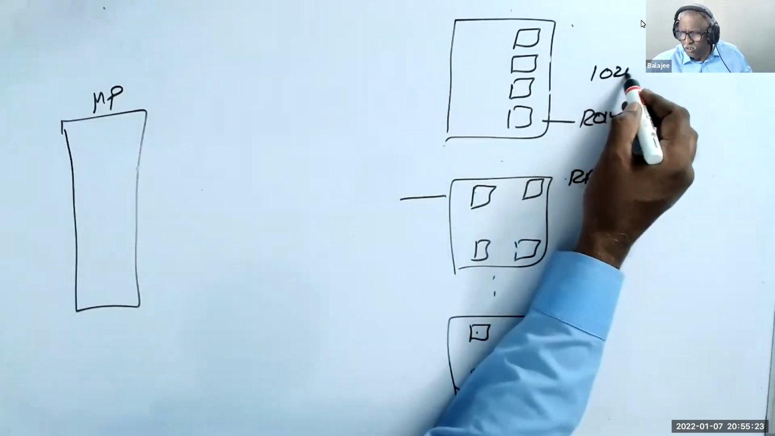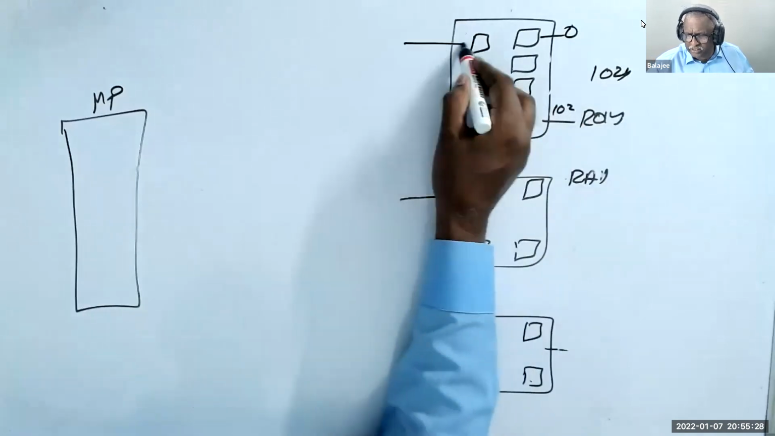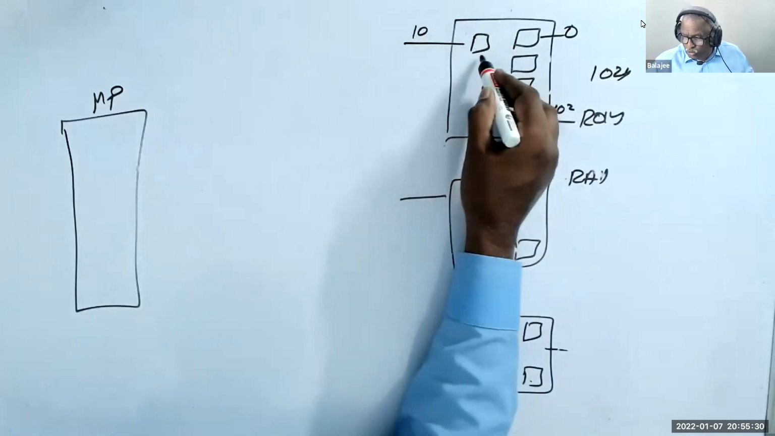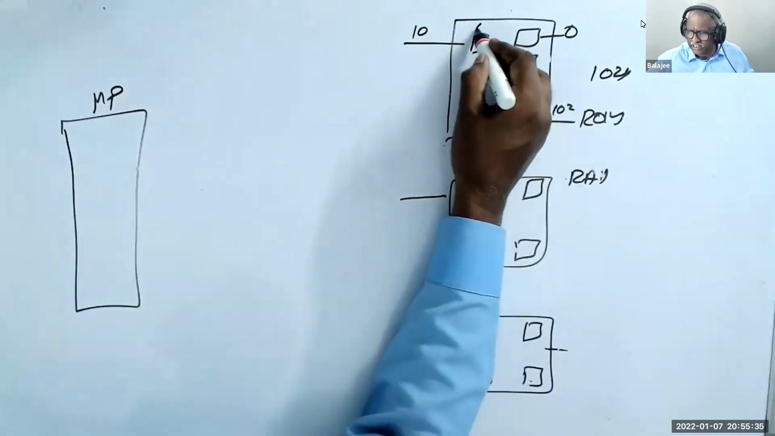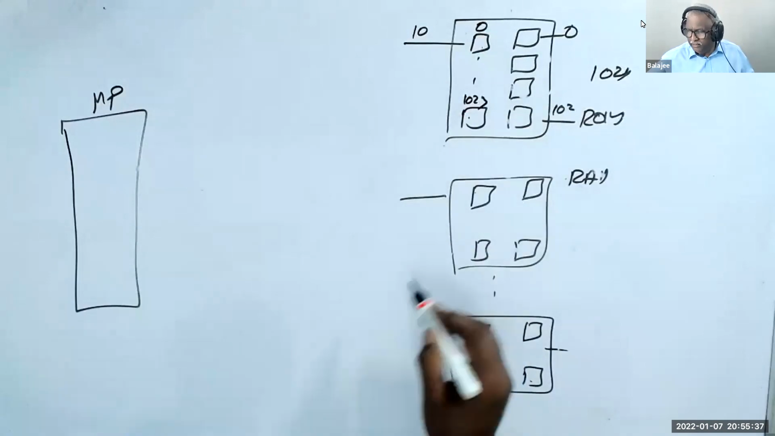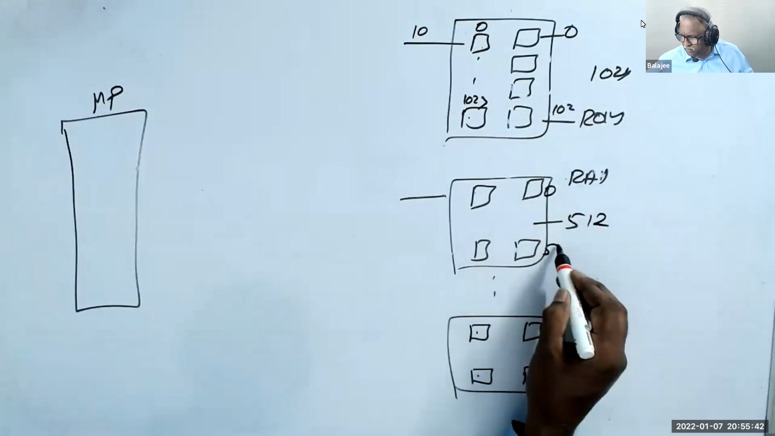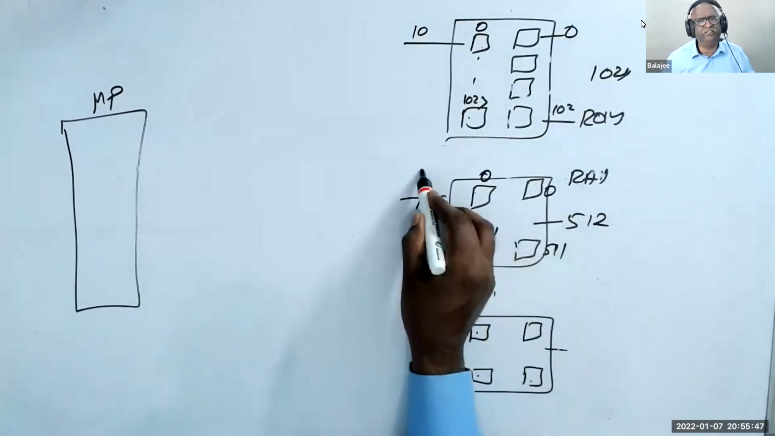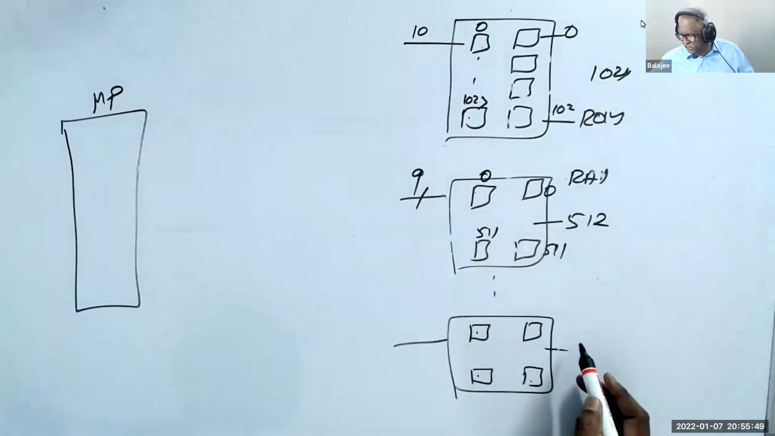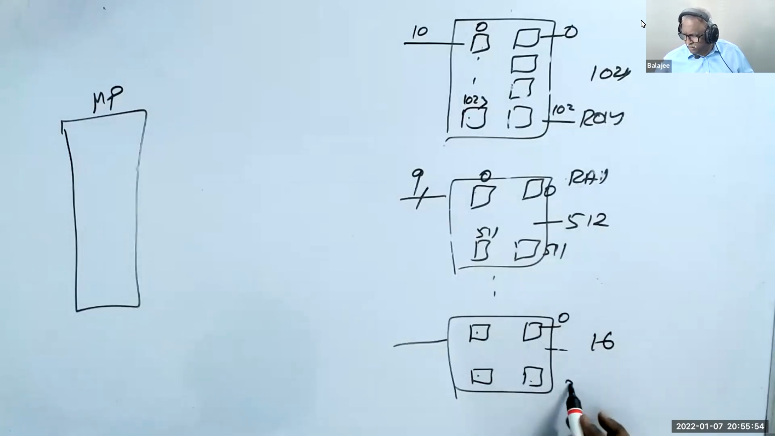If it is 1024, that means 0 to 1023. You will have 10 wires. So this one is named 0, and this one is named 1023. And let's say you have 512. Then 0 to 511. You have only 9 address lines. And this one may have, let's say, 16. Then 0 to 15, and you have only 4 lines.